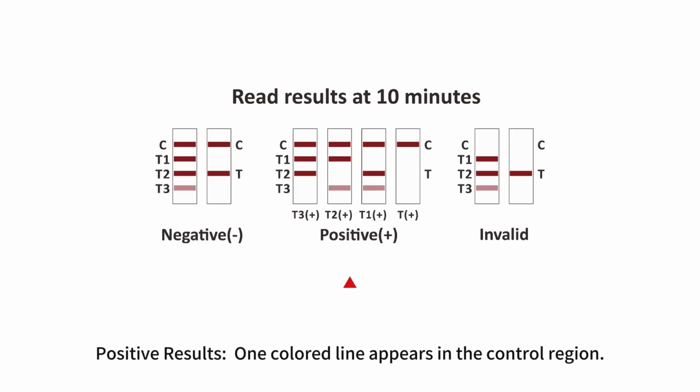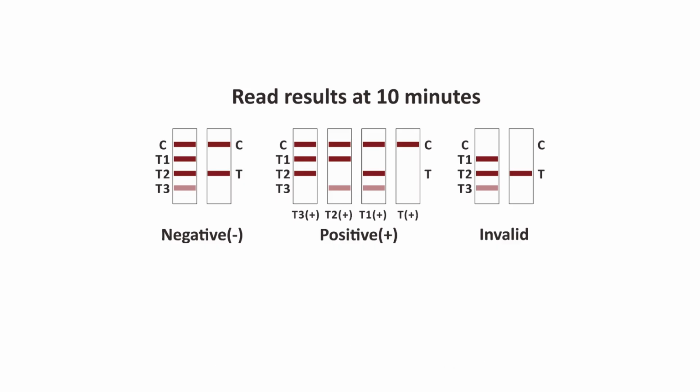Positive results. One colored line appears in the control region. No line appears in the test region. Invalid results. Control line fails to appear.